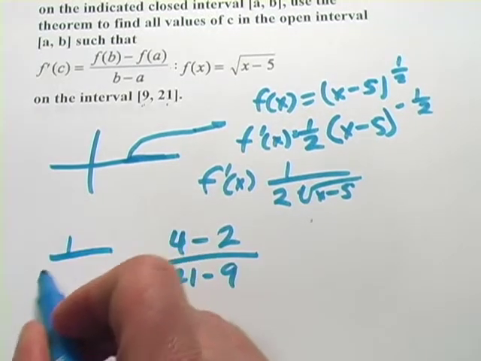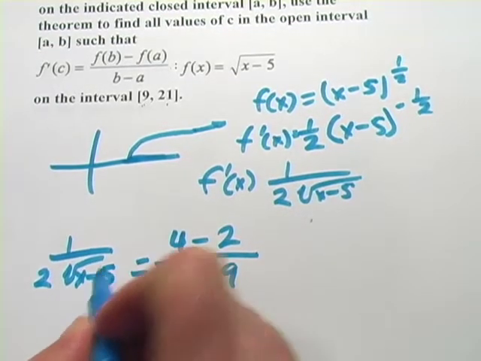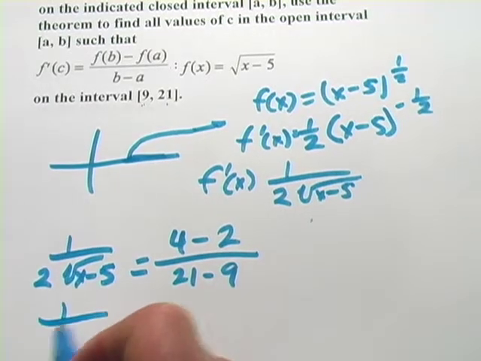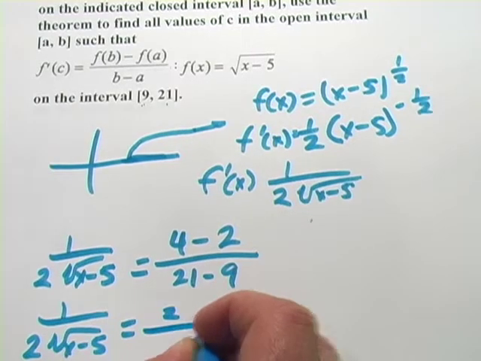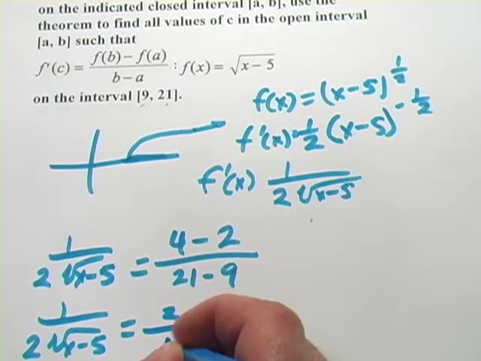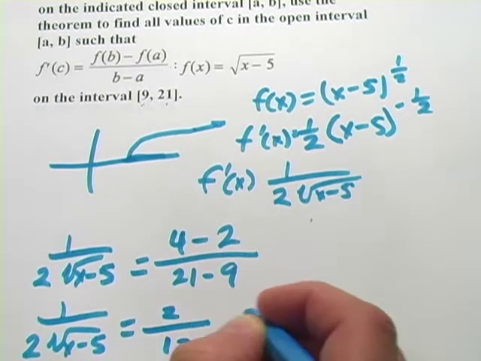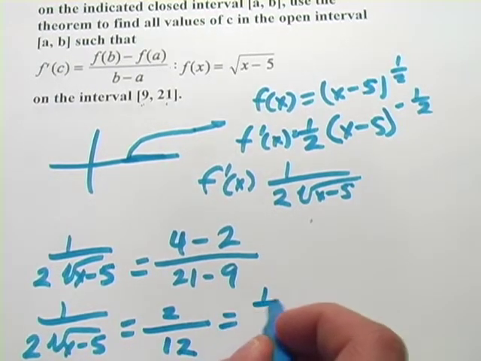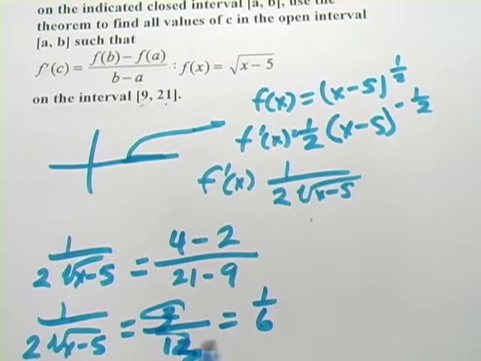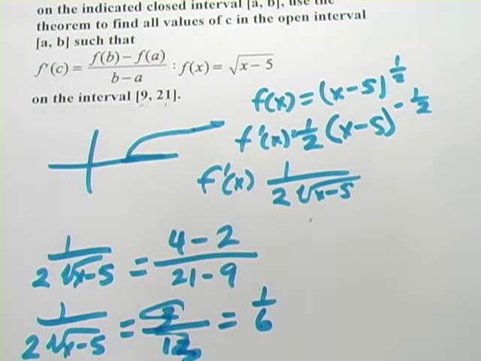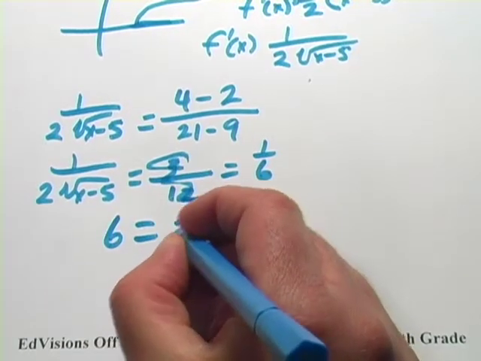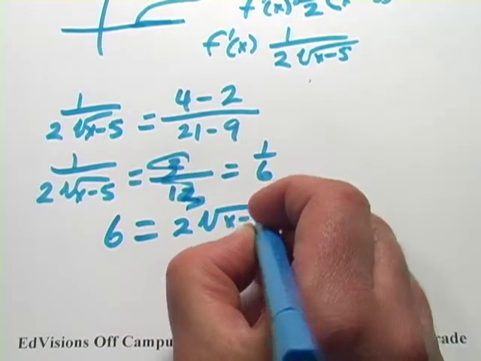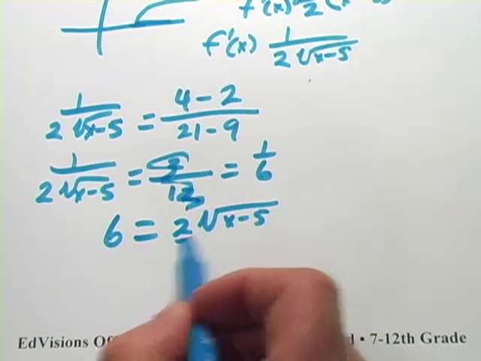So 1 over 2 times the square root of x minus 5. And we can simplify this a little bit. So 4 minus 2 is 2. 21 minus 9 is 12. And we get 1/6. And what I think I'm going to do here is go ahead and cross multiply. So 6 times 1 is 6. And 1 times 2 times the square root of x minus 5 is 2 times the square root of x minus 5. And then I'll divide both sides by 2.